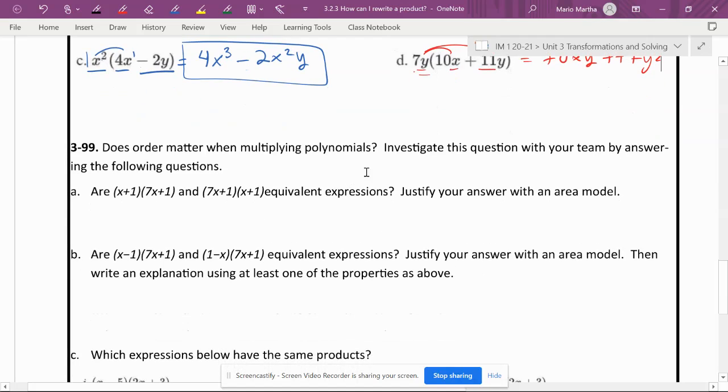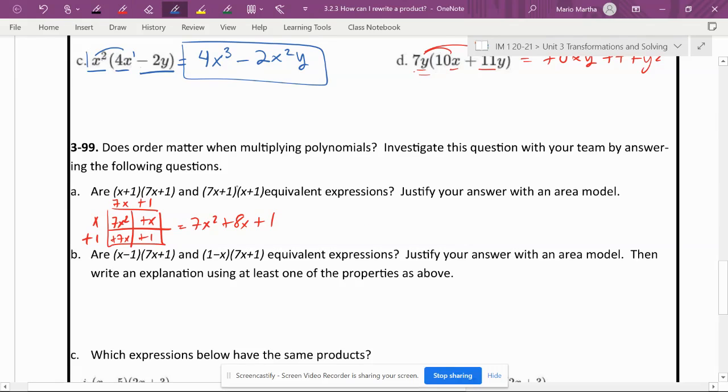And then does order matter when multiplying polynomials? So investigate the following questions. Are x plus 1 times 7x plus 1 and 7x plus 1 times x plus 1 equivalent expressions? Justify your answers with the area model, right? So again, this goes back to knowing the properties of multiplication. So here, if we multiply x plus 1 and then 7x plus 1, that would be 7x squared plus x, and then plus 7x here, and then 1 times 1 is positive 1. So that gives us 7x squared plus 8x plus 1.